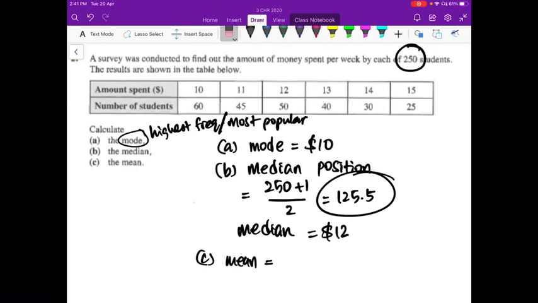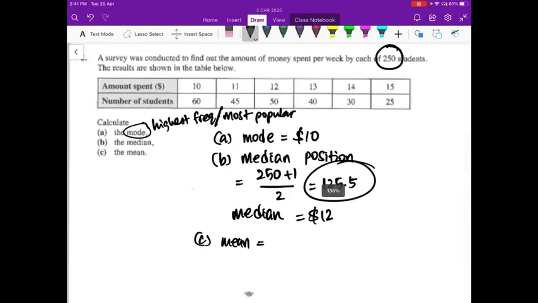Okay, so median position 125.5. You agree so far? Where is number 125.5? Number 1 has $10 spent. Number 2 has $10 spent. They all spend $10. Now number 61 spends $11, all the way to 105. So the first 105 students spend $10 and $11. Correct? So where is the guy who is number 125.5? He is found inside here, spending $12. And that's why it's $12.